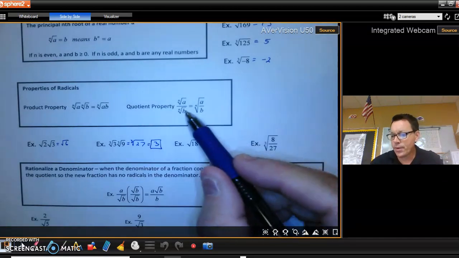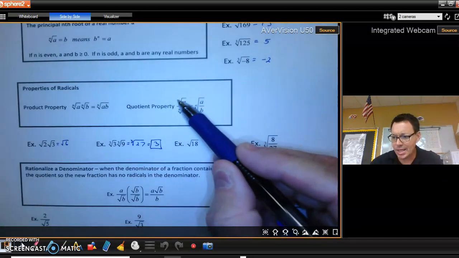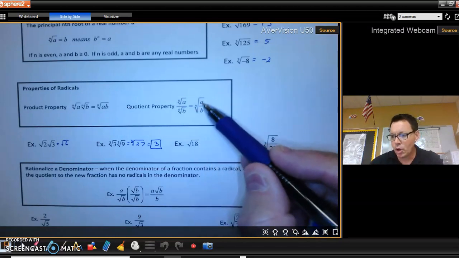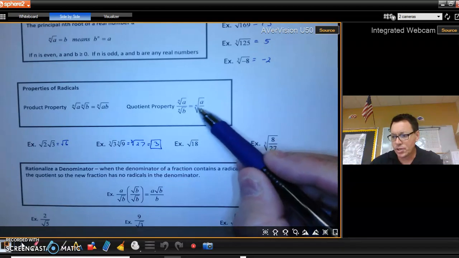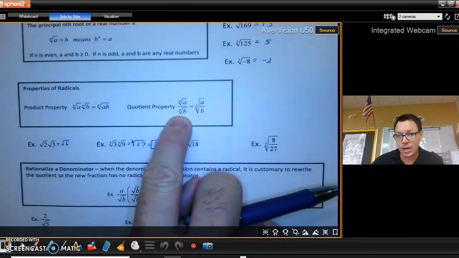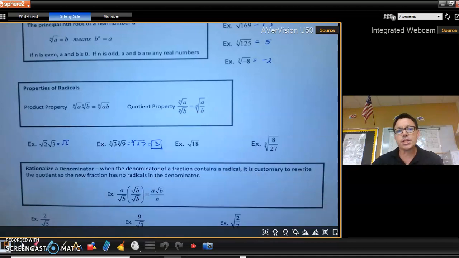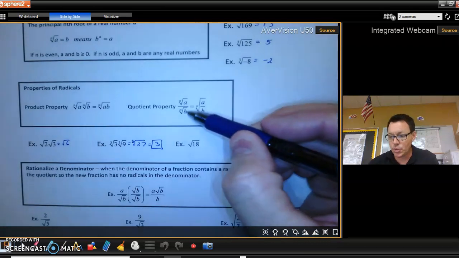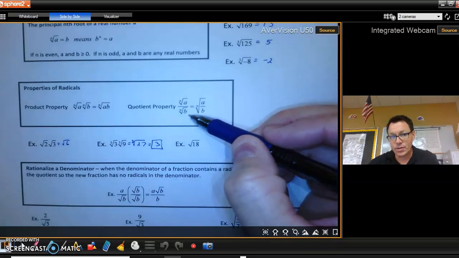Okay, same way with fractions. Okay, if you are dividing and they have the same index, then you can put them all together under one radical. So it's one fraction under a radical. Now, this also can go the opposite direction. If you have a fraction under a radical, you can split that fraction up into 2 radicals, and then a lot of times you can simplify after you do that.